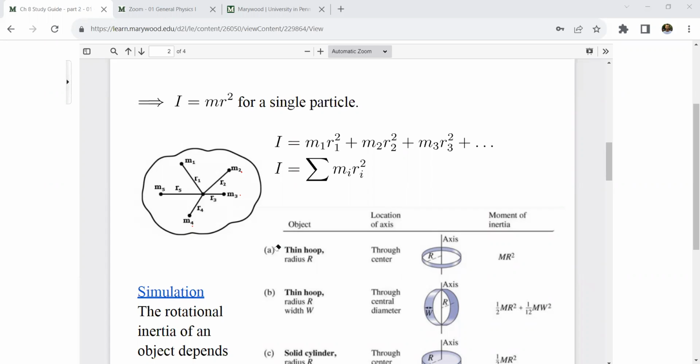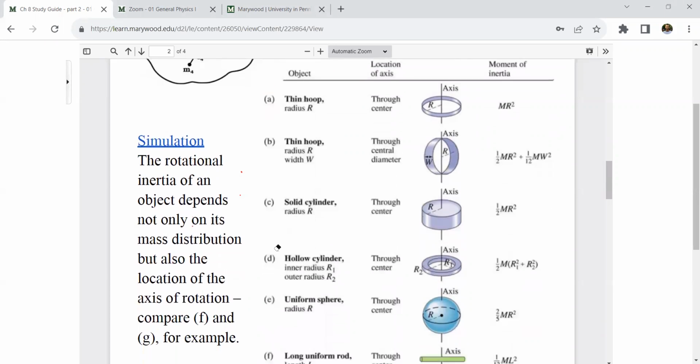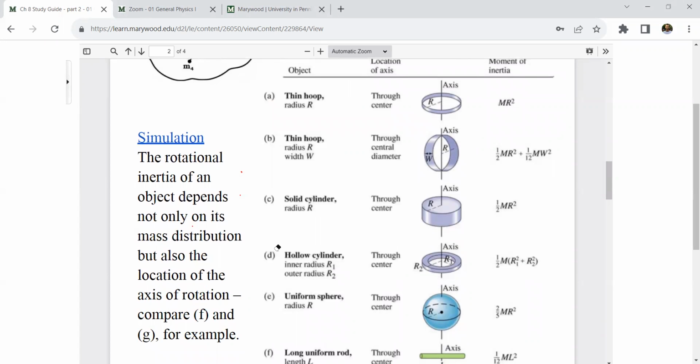Now, there are some standard objects. To solve some problems, we need to actually use the moment of inertia for these standard objects. For example, this is a ring, and this ring is rotating about the center. This is a cylindrical disc, and it's rotating about the center. For many problems, at least some of the problems we will be doing, you will see we need to use the moment of inertia for these standard objects.